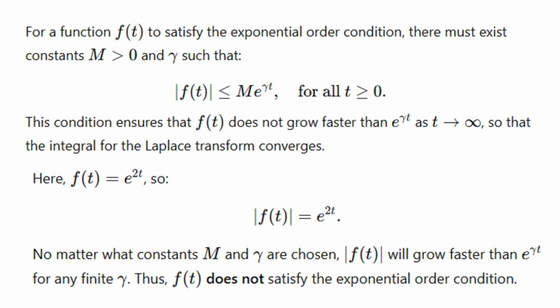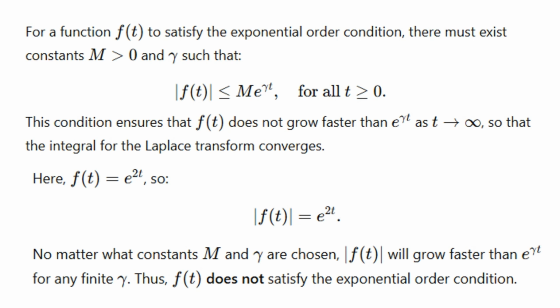Yes, of course. Or perhaps we should plot the... Okay, no, that may not be really possible. But one thing we are very sure of is that for any finite value of gamma you use, e to the power 2t will grow faster than e to the power gamma t. So this is an indicator that the function we are talking about, e to the power 2t, whose Laplace transform we want to find, does not satisfy the exponential order condition.